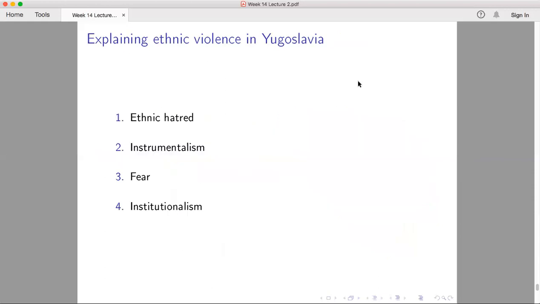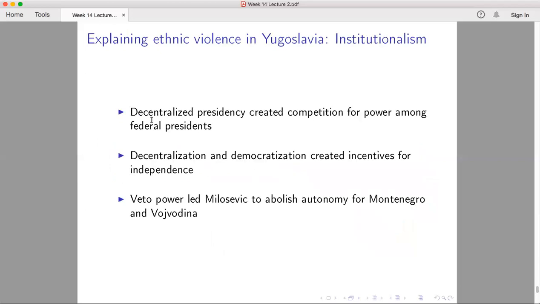The final explanation that we have is institutionalism. And while I think that this is somewhat weak in Yugoslavia, there is some evidence that institutions could have played a role. On the one hand, a decentralized presidency created competition for power among the different federal presidents. And we saw that with Slobodan Milosevic. One of the reasons he began to appeal to ethno-nationalism is because he wanted to create a coalition around himself that would allow him to not only gain the presidency in Serbia, but eventually be the president of Yugoslavia in general.